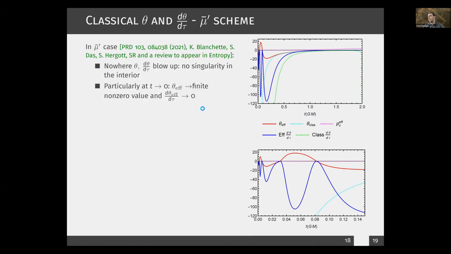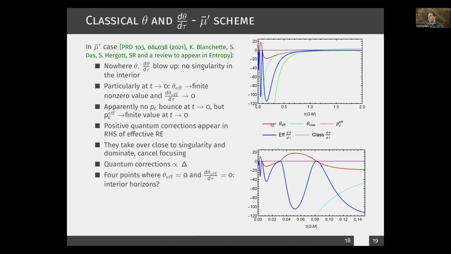And you see that in the mu bar prime scheme, you actually have four points in which the expansion changes sign, so it becomes zero. Usually, again, we correspond them to horizons. So one might ask, does this reveal a structure inside the black hole in this scheme that has four horizons inside, apart from the event horizon that is outside? Well, it remains to be seen.